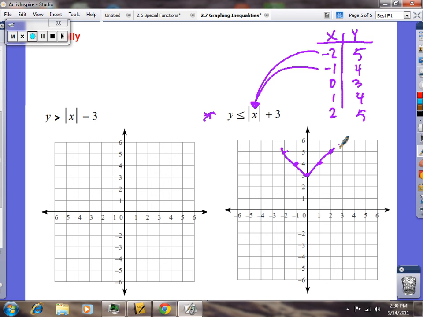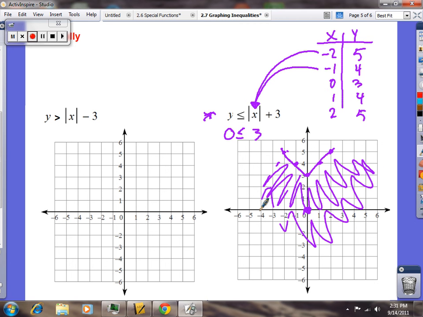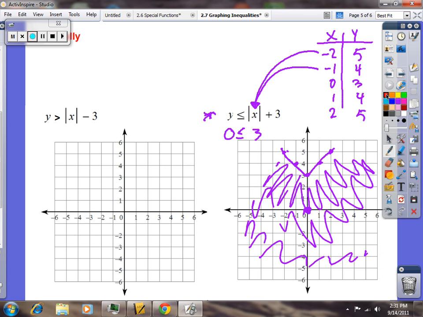And let's use 0, 0. 0, 0 is down here. If you plug in 0, 0 is less than or equal to, what's the absolute value of 0? 0 plus 3 is 3. So is that true or false? 0 is smaller than 3. True, so it's anything underneath the V. So it's all this area. What if it would have been false? It would have been anything inside. It would have been anything in here.